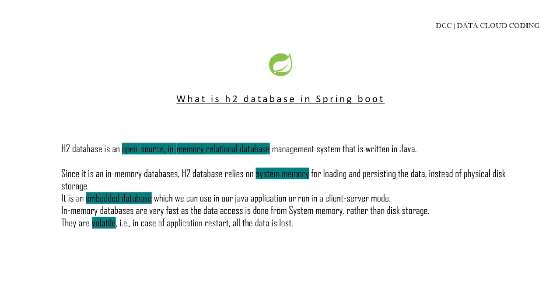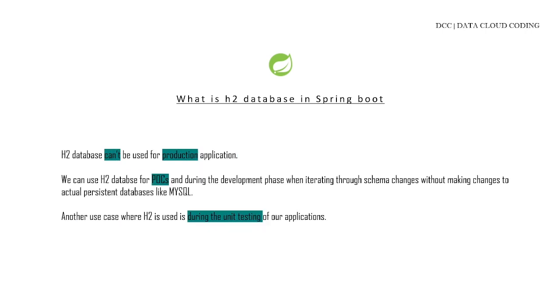One important thing to note here is that H2 database, since it is an in-memory database, is volatile in nature. That is, whenever we restart our application, all the previous data that we stored or updated, whatever operations we did in our database, all that data is lost. So that is an important property to note whenever we are trying to use H2 database. And we cannot use an H2 database for production applications.